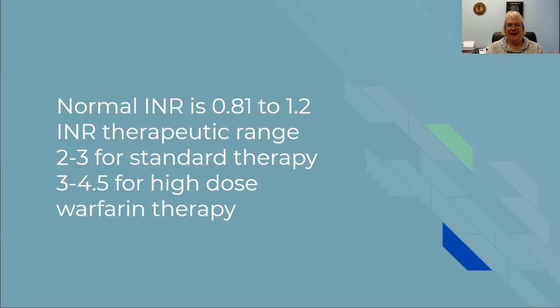Okay? INR, the normal without any Warfarin is 0.81 to 1.2, but the therapeutic range is 2 to 3, and that's for standard therapy. Now, if they have high dose warfarin therapy, it's 3 to 4.5. The high dose is usually for patients that are having a valve replacement and it's mechanical. Okay, it's not a normal valve. So 2 to 3 for standard therapy, 3 to 4.5 for high dose.